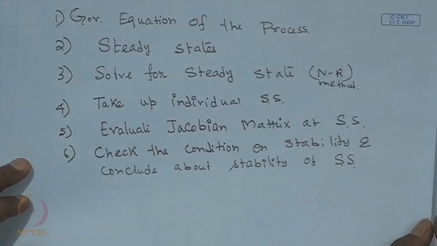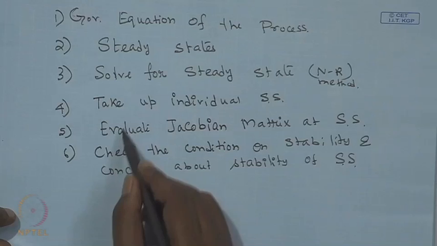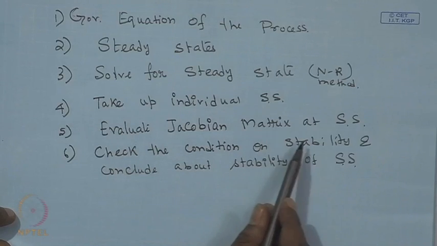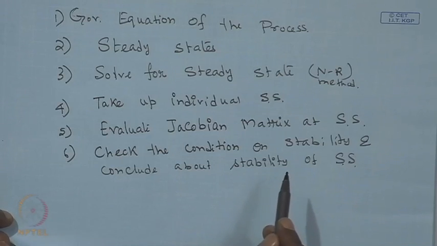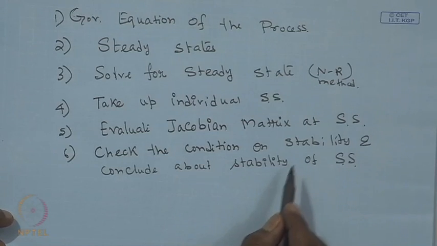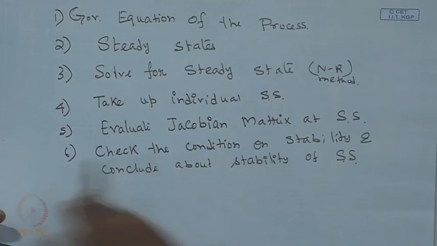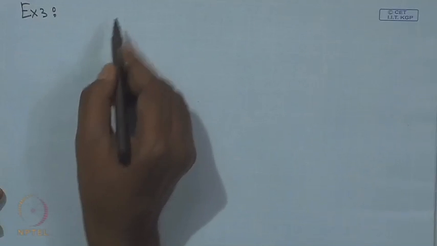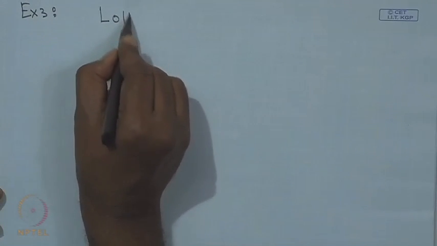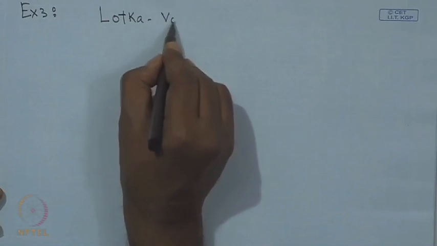Once we get the stability of the steady state, you take up another steady state and repeat this process: evaluate the Jacobian matrix at that particular steady state, check the condition of stability and conclude about the stability of the steady state, or you find out the conditions on the parameters so that the steady state is stable or unstable. Next we look into the third example, example 3. This is about the Lotka-Volterra population model.